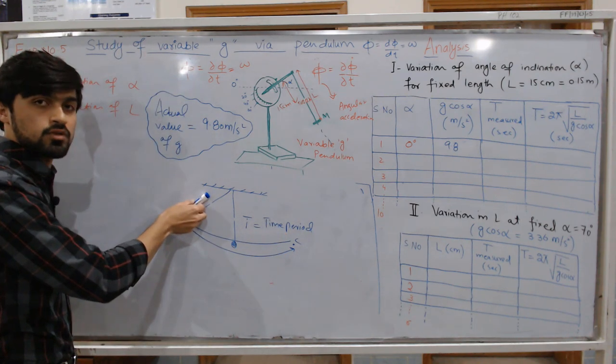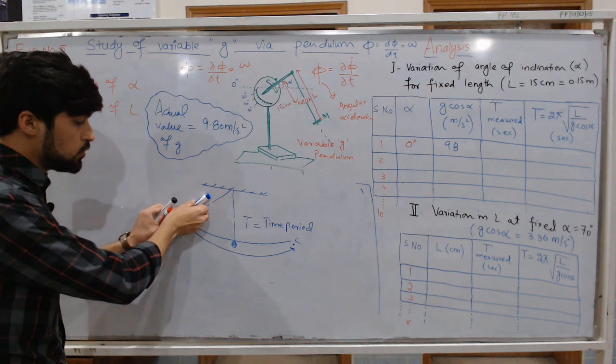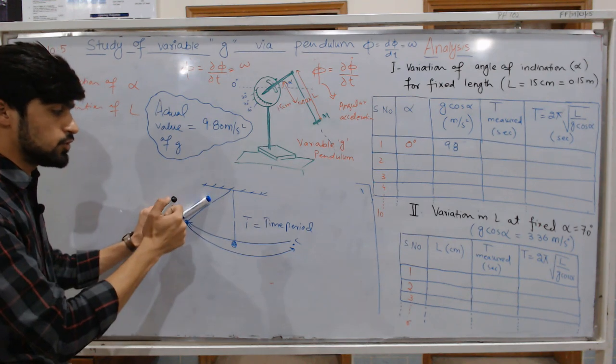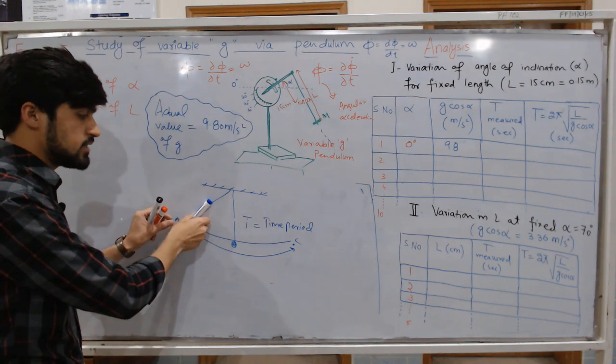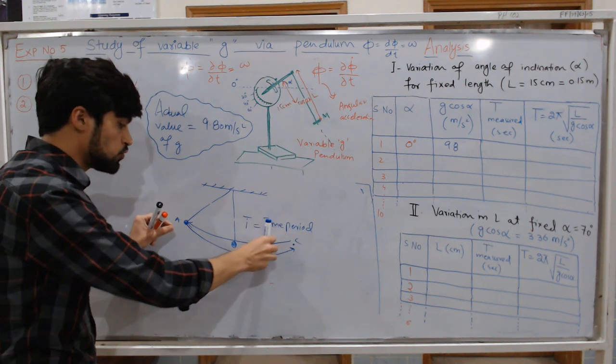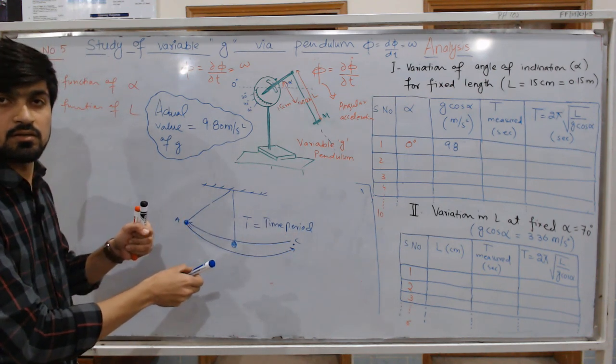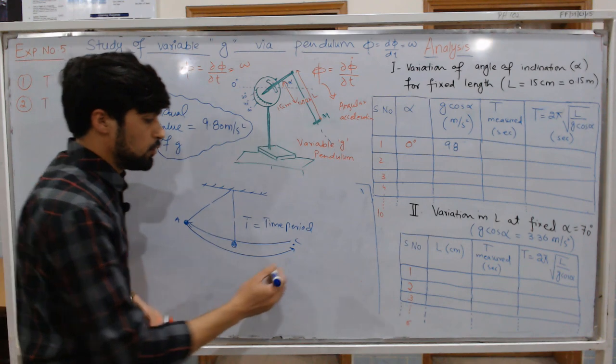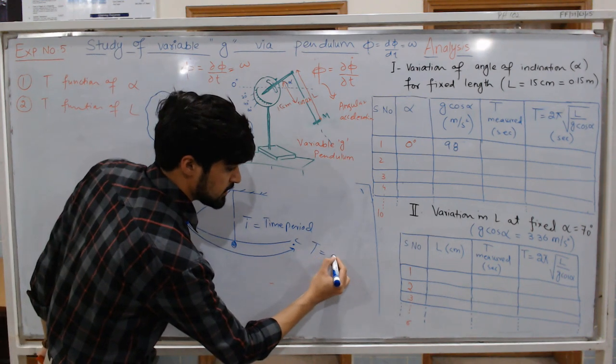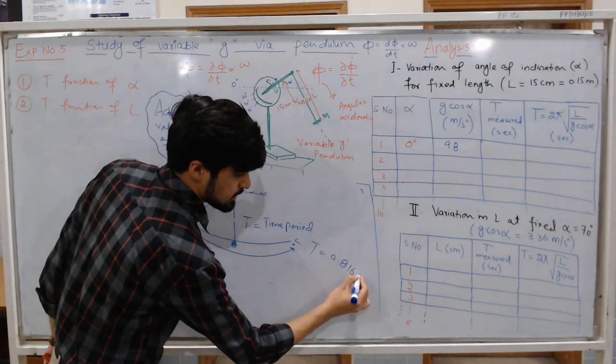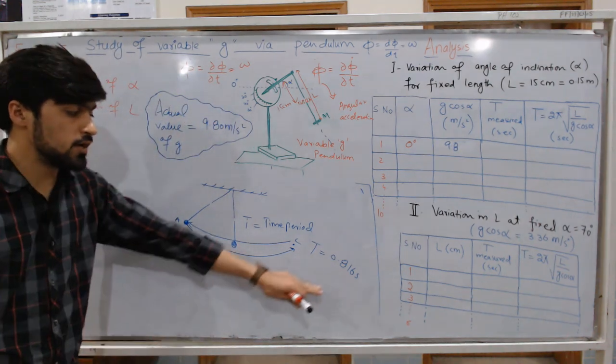So you will note the time using the stopwatch. As you release the pendulum at point A, you will start your stopwatch. And as it moves towards C and comes back towards A, you will stop the watch. So the time taken will be your time period. So let's say this is 0.816 seconds, the time required for one oscillation.